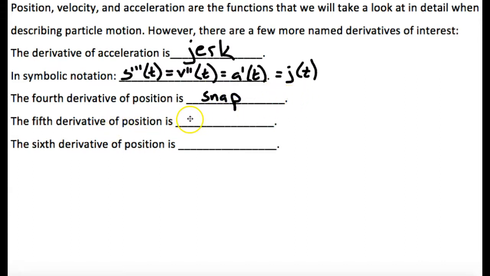The fifth derivative of position is crackle. And the sixth derivative of position is pop. I'm not making this up, right? The fourth, fifth, and sixth derivatives of position are snap, crackle, and pop. I do not know which came first, these names or the Rice Krispies slogan, right? But this is for real. The third derivative is jerk, fourth is snap, fifth is crackle, and sixth is pop. You'll probably never see that again, but it's just a little interesting tidbit.